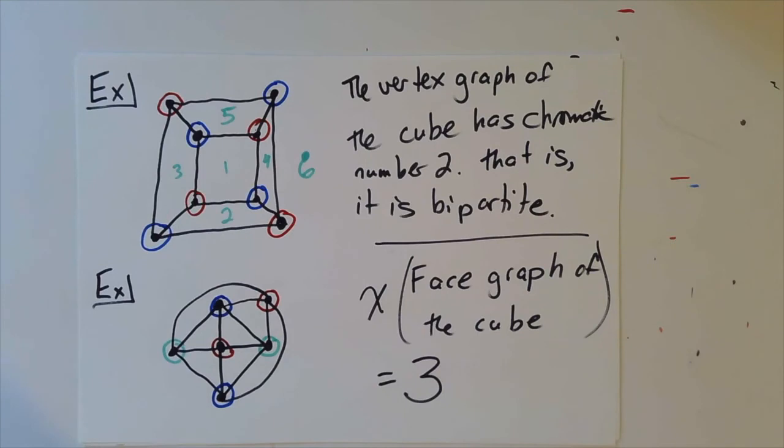Okay, we'll wrap up there for this video. We'll pick up next video with more examples and talk about various sorts of theorems that we can use to more efficiently prove that the chromatic numbers of graphs are what we think they are.